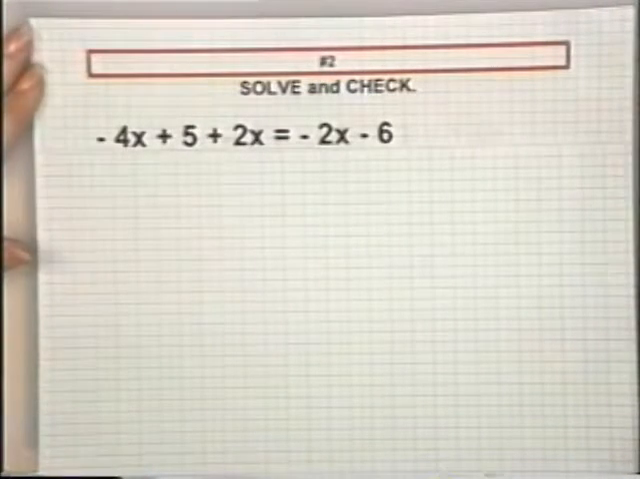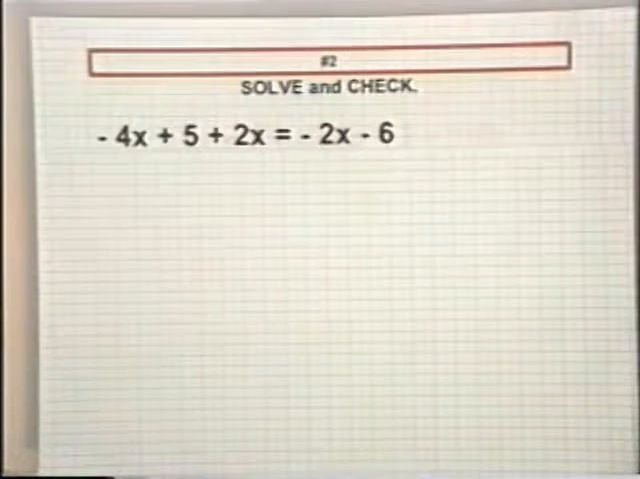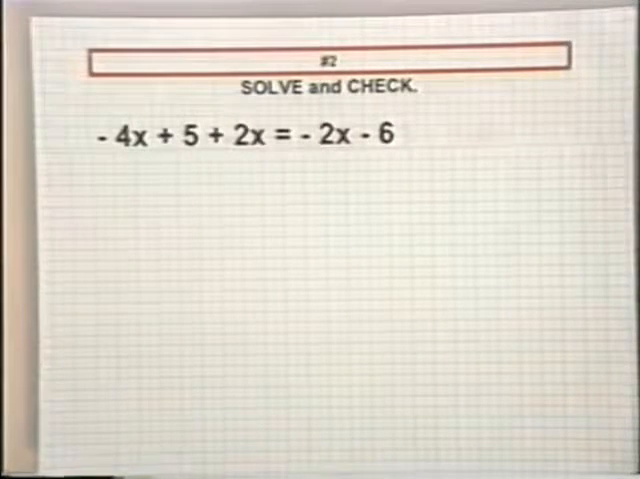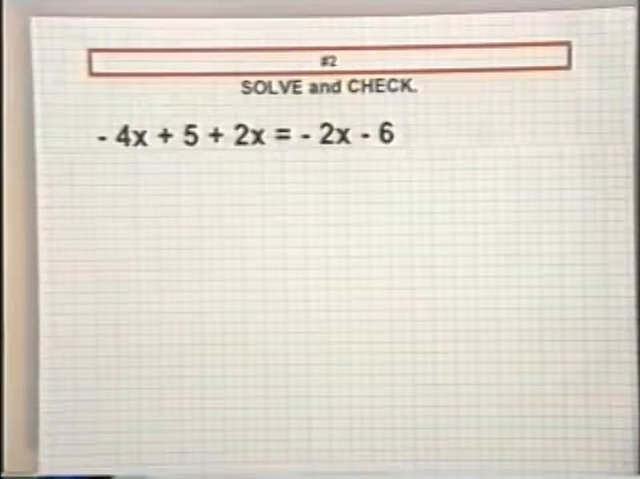Problem number 2. Once again, I am to solve and check. It is a linear equation. I'll look for parentheses. There are none. I'll look for fractional coefficients. There are none. I'll look for like terms on the same side of the equation.